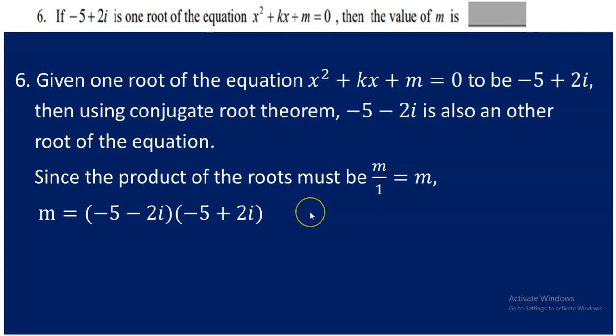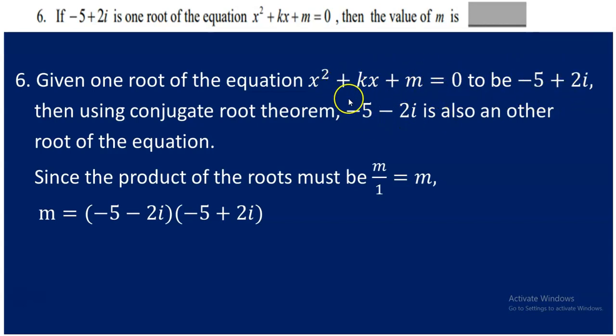Have you understood the secret behind this, students? Let me just repeat that. If you are given one of the roots, minus 5 plus 2i, then by default the other root is going to be the conjugate of minus 5 plus 2i. This is stated in your material, and it is under the conjugate root theorem. So minus 5 minus 2i is the other root for this particular quadratic expression.